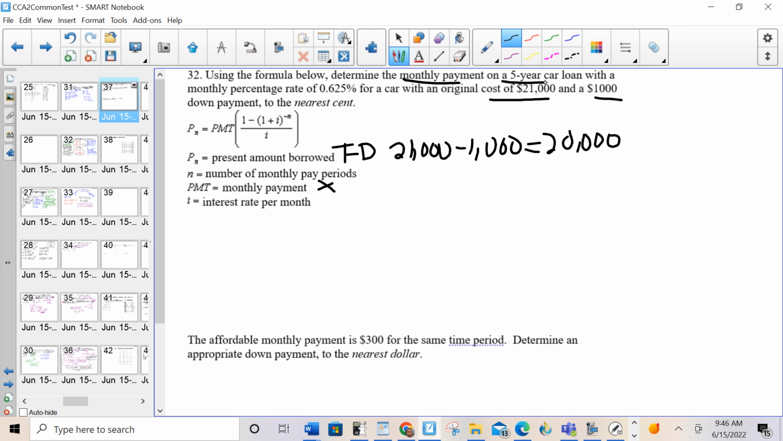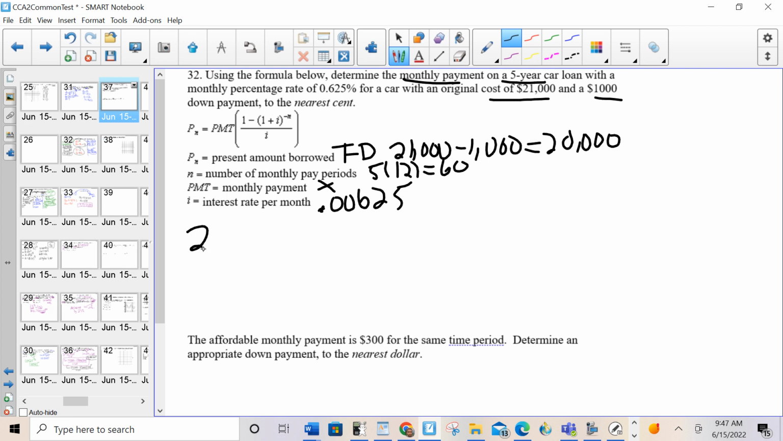5-year car loan. This is another twist that will come up in every mortgage question. N is the number of monthly pay periods. So you have to take the number of years and multiply it by 12. That will come up in every mortgage question. The interest rate, just like any percent, you have to divide it by 100 or move the decimal 2 places to the left. The math itself is really simple. We're just substituting in, and the algebra is pretty non-existent.